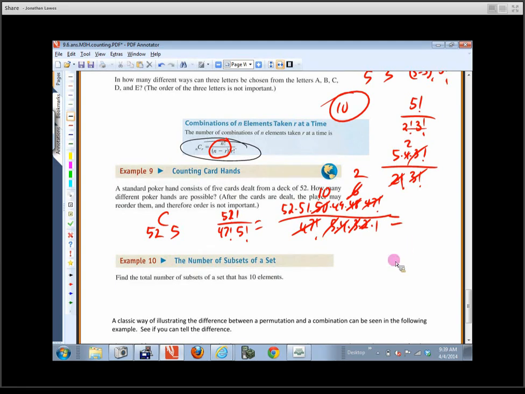Okay? And from your book or from your calculator, if you've plugged that in, it's a surprising number of hands, isn't it? How many hands are possible? 2.5 million. 2.5 million different poker hands are possible if you're playing 5-card poker. Okay? Any questions?